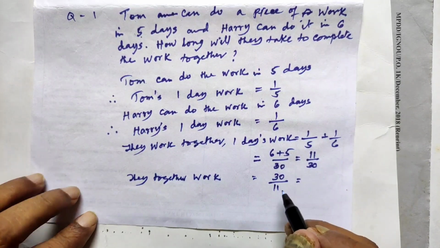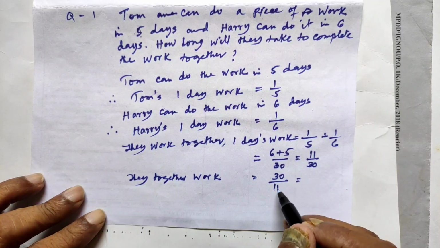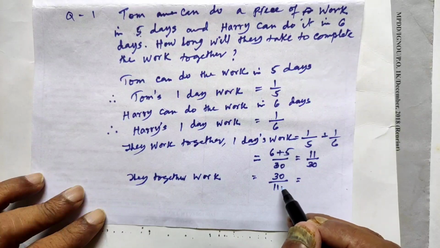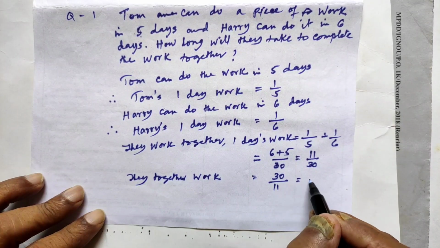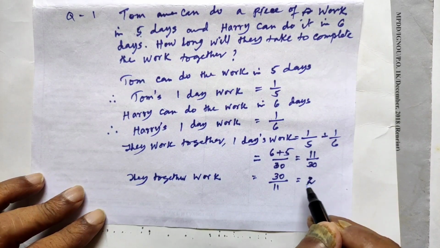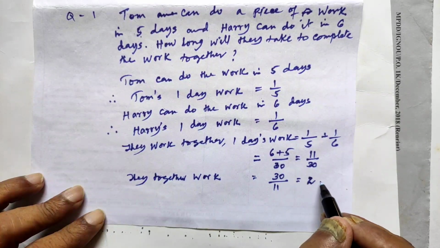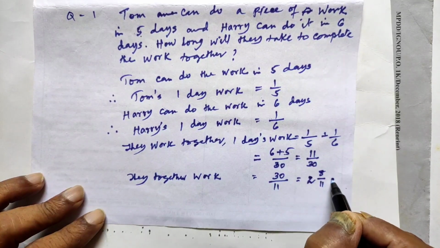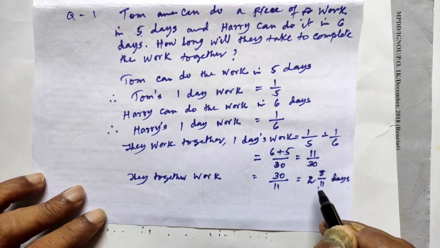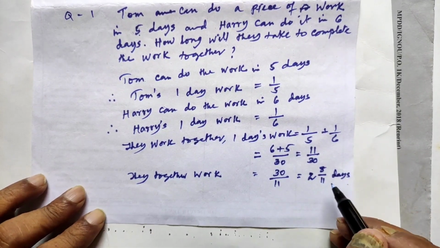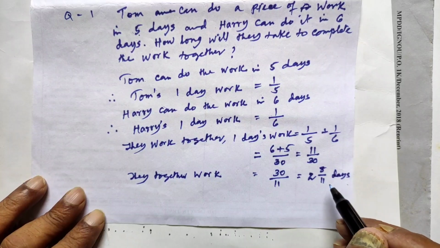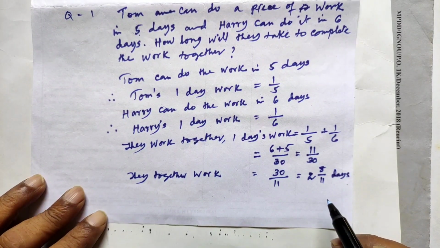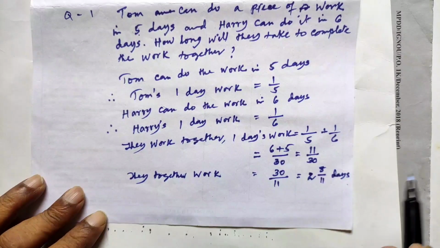So the days come like over here. You see, 2 days and then 8 by 11 days. That means 2 days and some hours. Okay, 8 by 11 hours. That is the time required. All right, to do the sum. Okay.